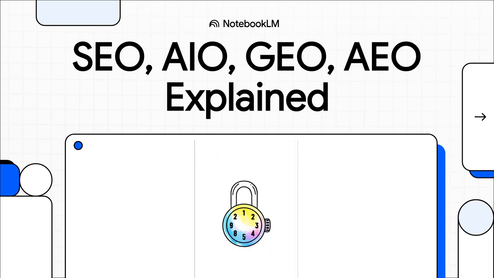All right, if you're in digital marketing, or really anywhere near the internet, your head is probably swimming in a new alphabet soup of acronyms. You know SEO, of course, but now people are throwing around AIO, GEO, and AEO. It really feels like the rules of the game are changing by the minute. So let's get into it and actually make some sense of all this.